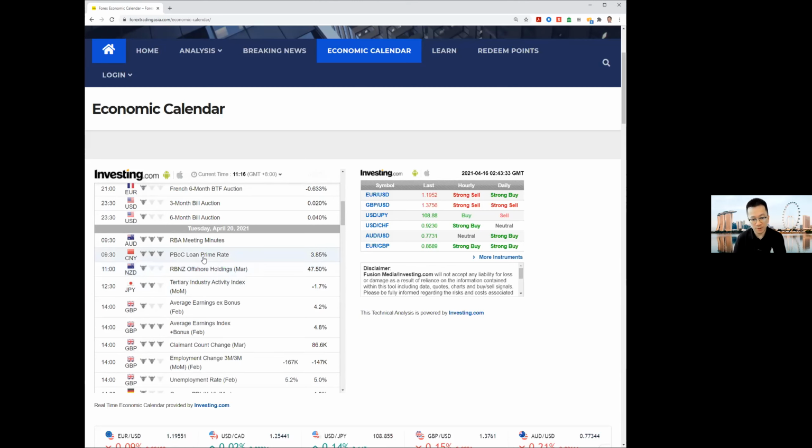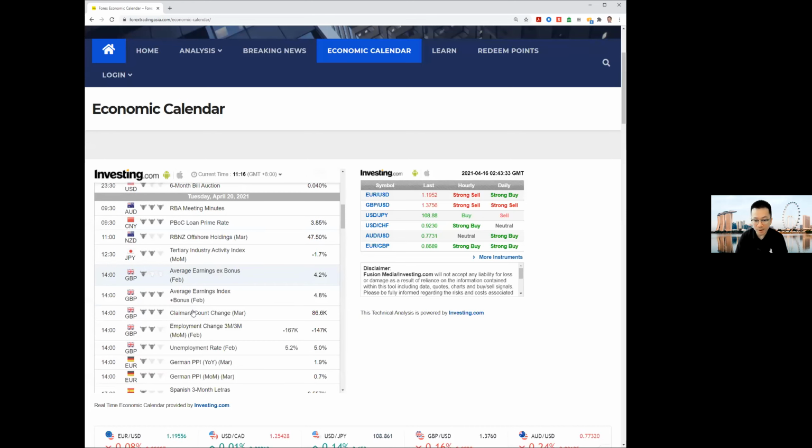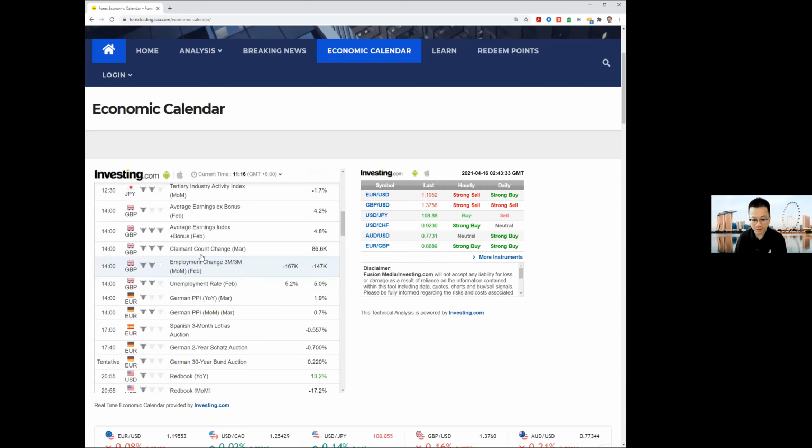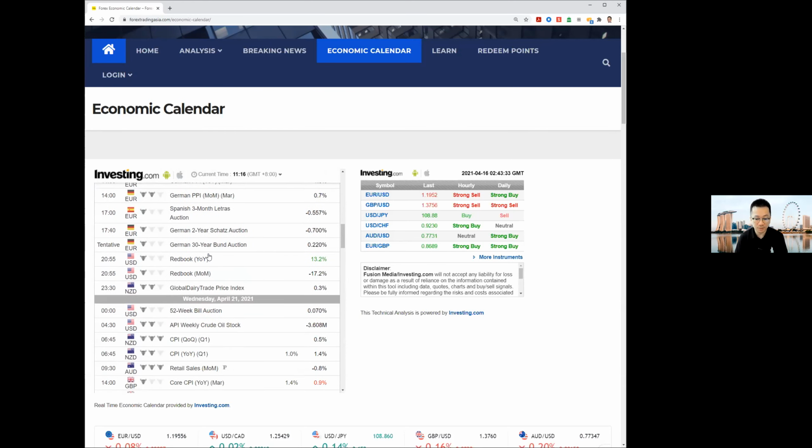Early Tuesday morning, we have the RBA meeting minutes. We already know what they have done in the policy release and the rate statements, but we want to know how convinced they are. But focus for next week is the pound dollar. If you do nothing else next week, look at the pound dollar. On Tuesday, we have employment numbers, average earnings, and claimant count numbers coming out.